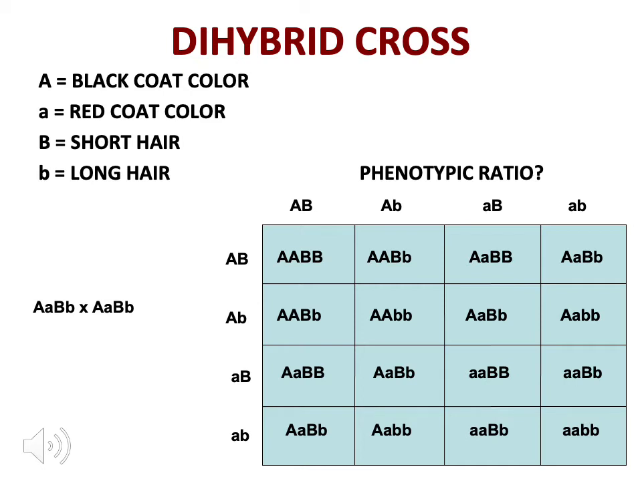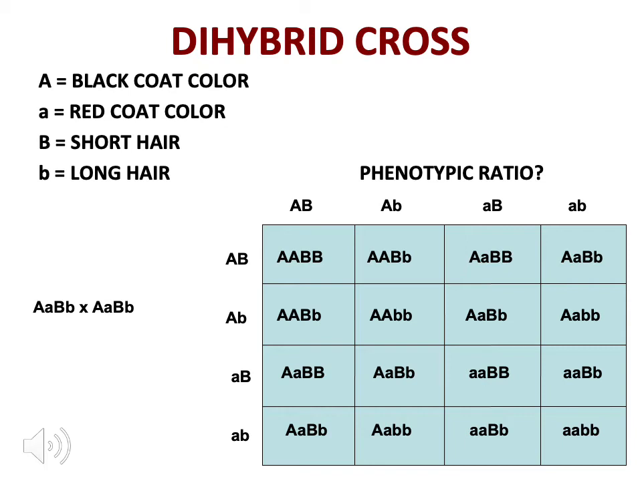Take a look at the left-hand side of our slide. I've got my parental types there. I've got one parent, which is heterozygous for both traits, big A, little a, big B, little b, and the other parent also heterozygous for both traits, big A, little a, big B, little b. If I was to describe the genotype of those, they would be heterozygous. If I was to describe the phenotype for those, they would both be black-haired, short-haired guinea pigs, because the dominant allele is present in both of them. But let's take a look at the cross.